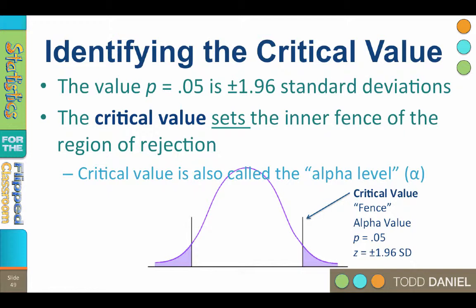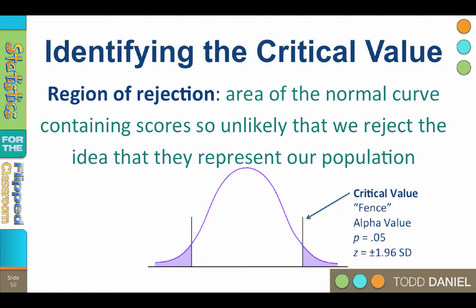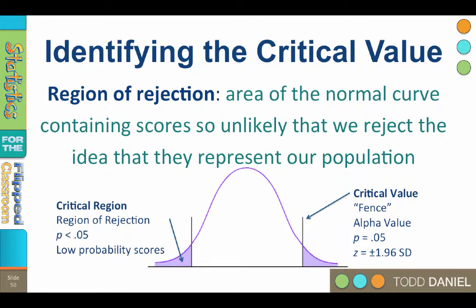Alpha, alpha value, alpha number, level of significance, significance criteria, significance value, cutoff score, or that number that we look up in the table. The region of rejection, aka the critical region, is the area under the normal curve containing scores that are so unlikely that we reject the idea that they represent our population.